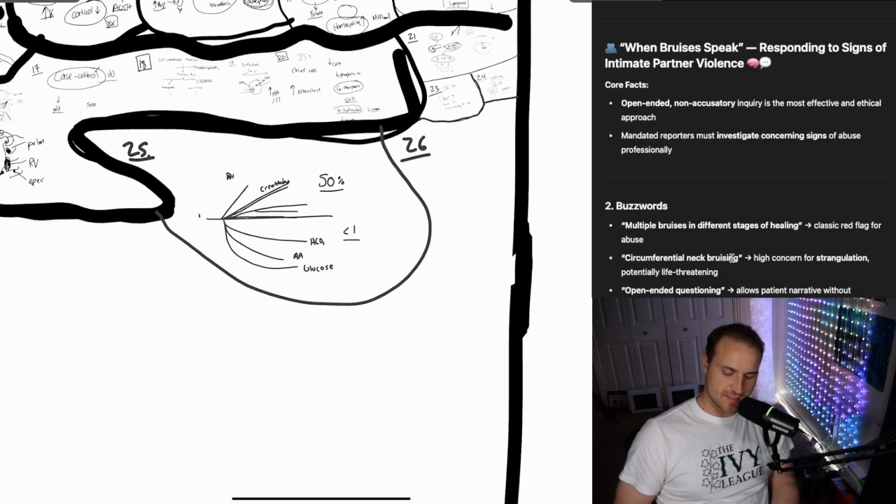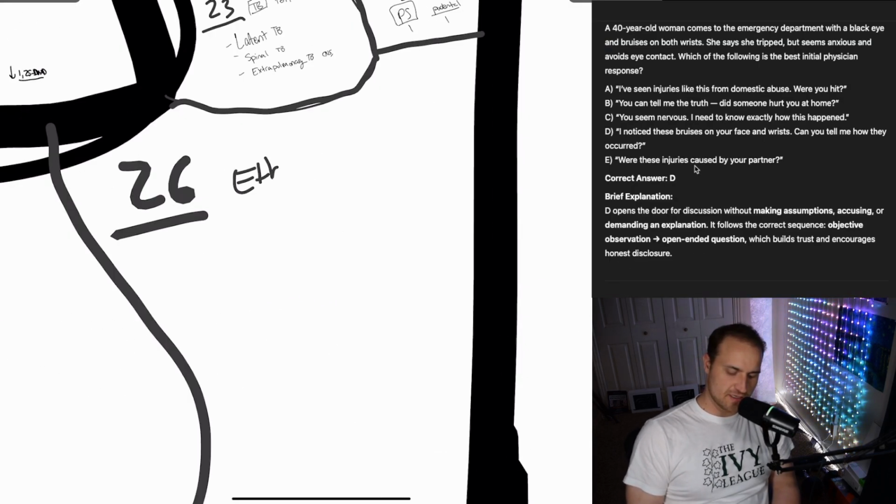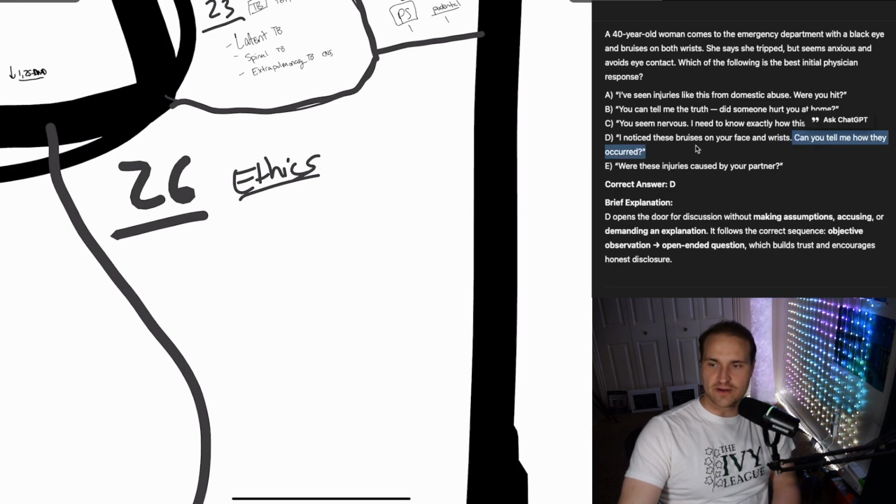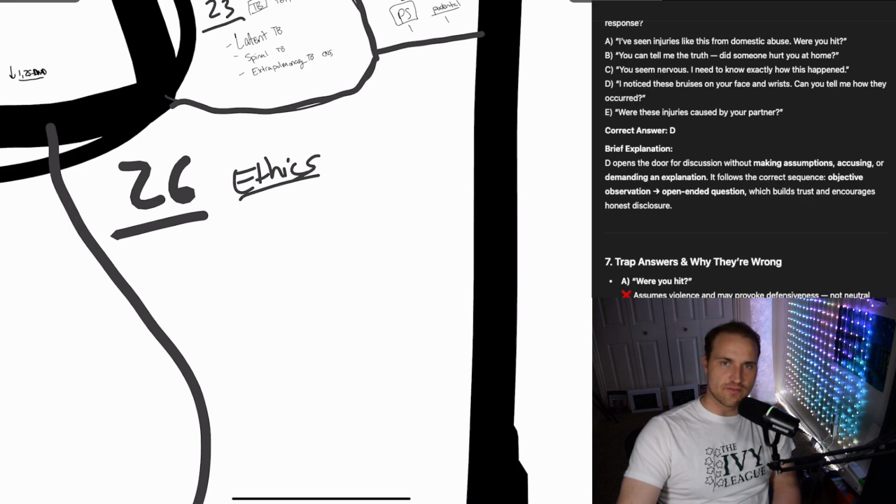Now question 26. So this is going to be an ethics question. And what I want you to know about the ethics is answers like this. Can you tell me how that occurred? Just open-ended questions are always going to be right. And you just want to make sure that you're avoiding leading questions. You just want to say, hey, open-ended, what do you got?